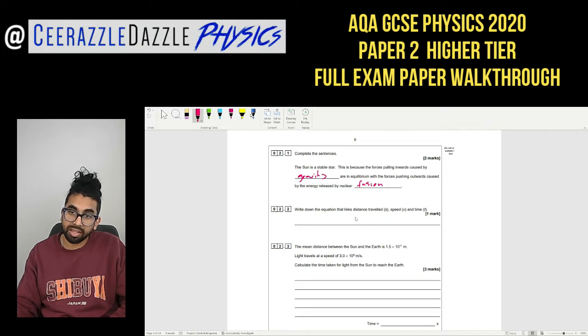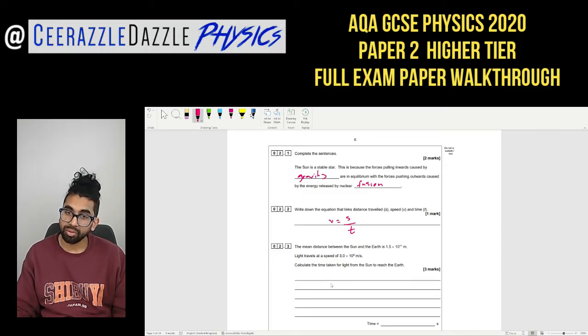Write down the equation that links distance travelled, speed, distance and time. So first of all, we know that speed, the velocity, is equal to distance over time over here. Don't forget, although they've used the symbol s over here, so velocity is equal to displacement over time. There we go, so that's v is equal to s divided by t.